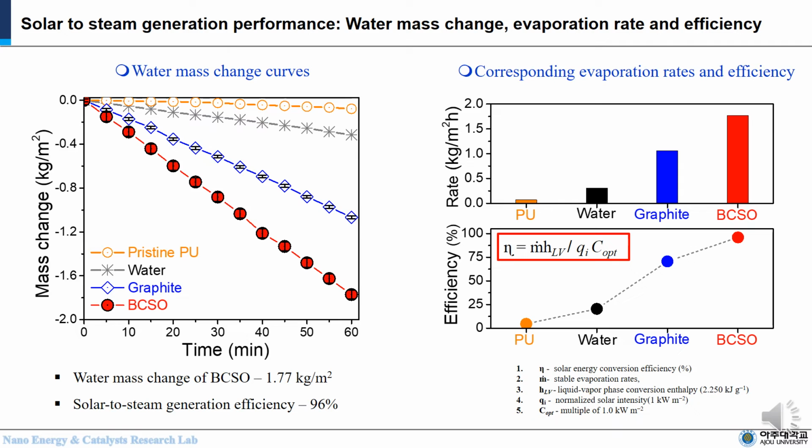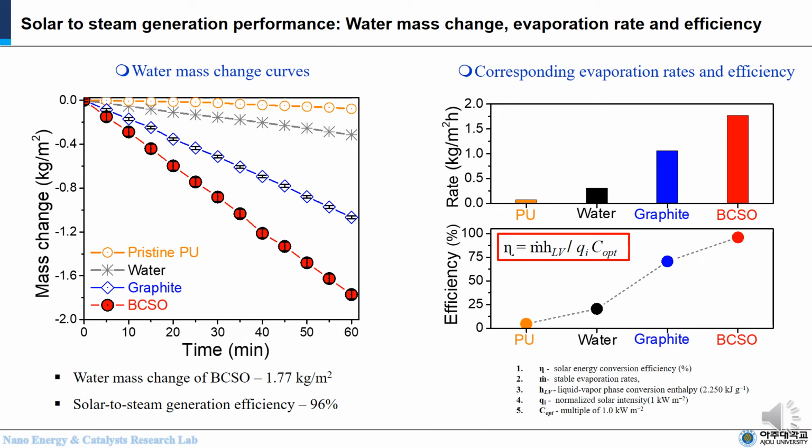The evaporation rate was calculated from the slope of water mass change curves. Overall, the BCSO achieved a highest evaporation rate of 1.77 kg per meter square per hour. The efficiency of the solar-driven evaporation was calculated using the formula eta equals m h_LV by Q_I C_opt, where eta is the solar conversion efficiency, m is the stable evaporation rate, h_LV is the liquid to vapor phase conversion enthalpy, which is 2.250 kilojoules per gram.